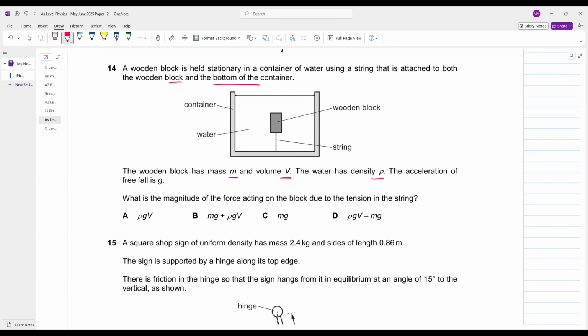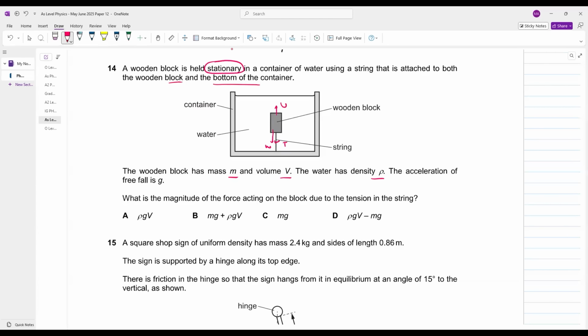The acceleration of free fall is g. What is the magnitude of force acting on the block due to the tension in the string? Okay, so let's mark the forces. First of all, tension acts away from the object. This is your weight. What will be the upward force? Up thrust. Can you realize that the block is held stationary?